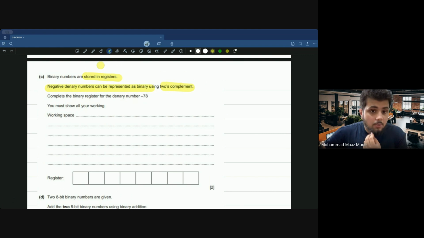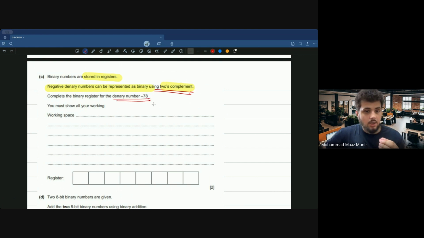2's complement. Important. I mentioned 2's complement. See, it clearly says 2's complement. Now the question says complete the binary register for the denary number -78. Now it's your choice. You could do it using method 1, you could do it using method 2. Let's do it using both. Or perhaps we have less time, let's do it using the 128 method.